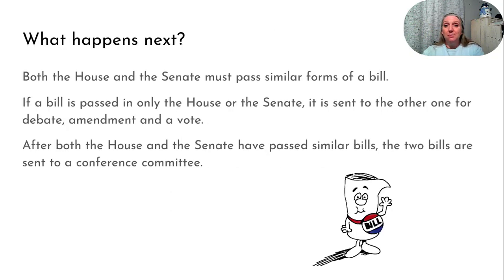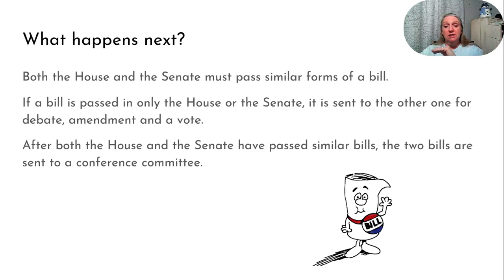All right, so what happens next? From here, both the House and the Senate must pass similar forms of a bill. Okay, so you need to understand that the House and the Senate must pass similar forms of bills. It's got to go through one chamber and it's got to go to the other. If a bill is passed only in the House or the Senate, then it's sent to the other one.